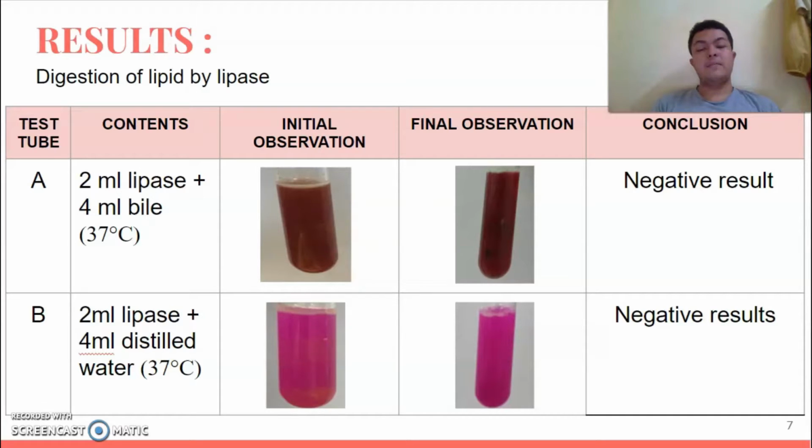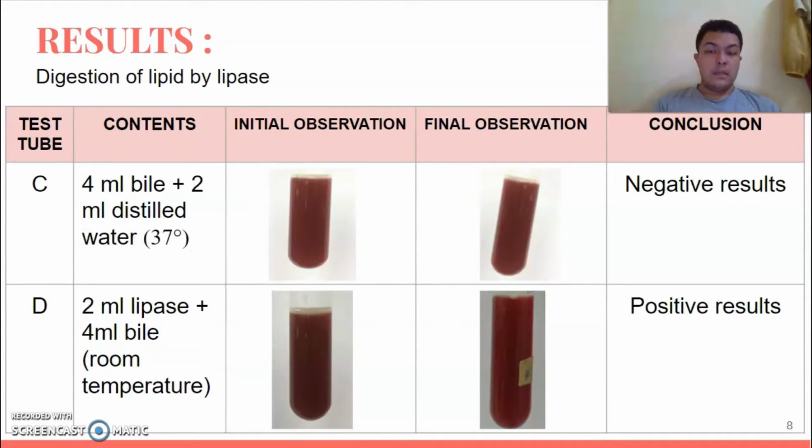In test tube B, 2 ml of lipase and 4 ml of distilled water is put into the 37 degrees Celsius water bath, and the initial and final observation doesn't change. This also shows a negative result. In test tube C, however, 4 ml of bile and 2 ml of distilled water is put inside a 37 degree water bath. Initial observation and final observation are the same, thus showing a negative result.